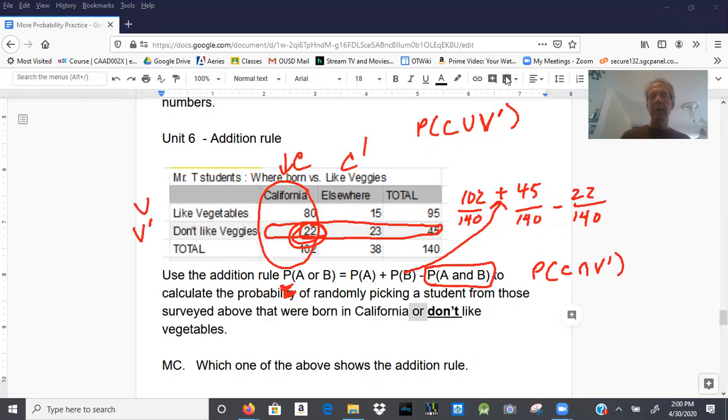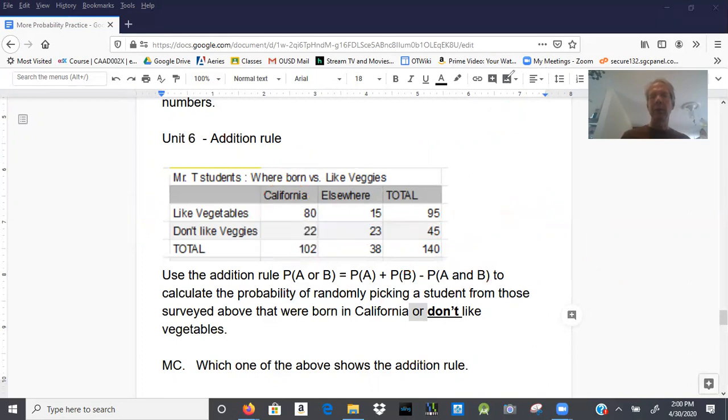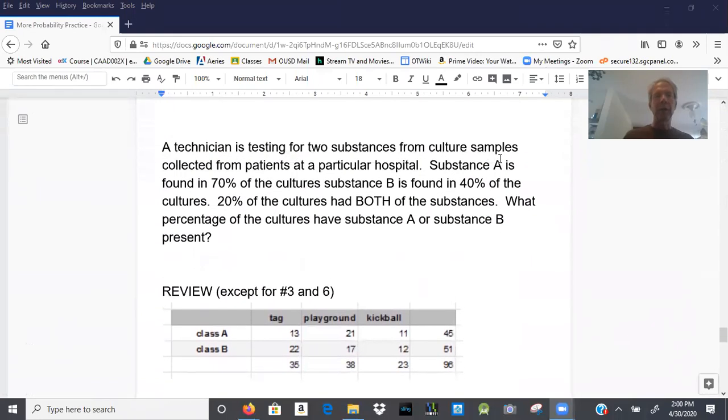Let me clear that out. I got two more, I think. Scroll down. Okay, next one.